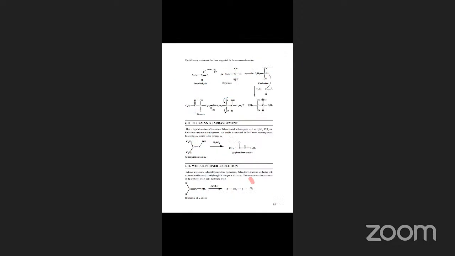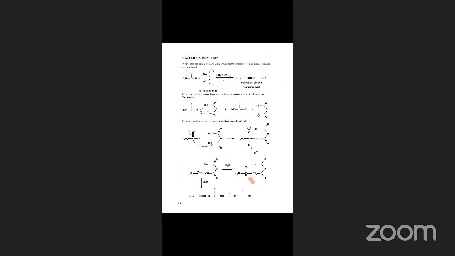Next, take a screenshot of what I am writing. Perkin reaction. This is also important. You just have to write the reaction only. When benzaldehyde is heated with acetic anhydride in the presence of sodium acetate, cinnamic acid is obtained.